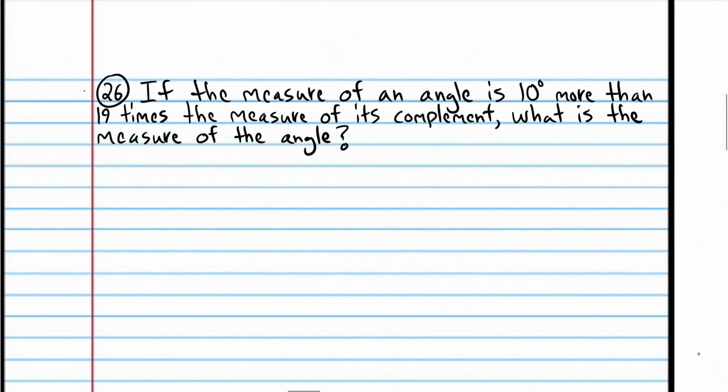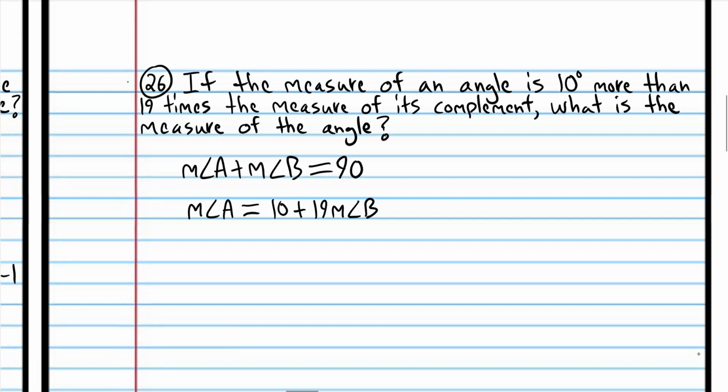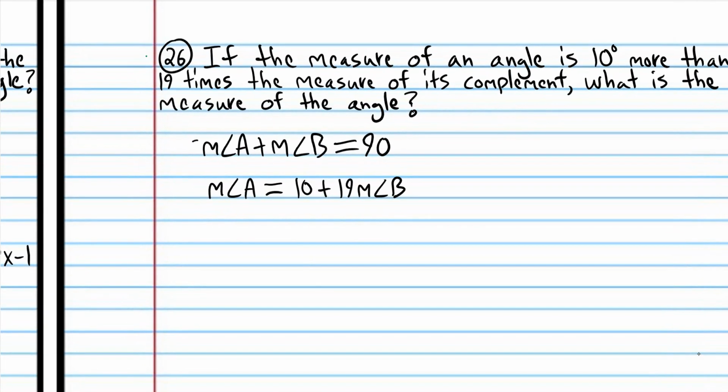Okay, we're back. So again, we know that the angles are complementary, so we can write this equation here. And we're told that the measure of one angle is 10 degrees more than 19 times the measure of its complement. So now what we're going to do is pretend that this is a system of equations. Well, it is a system of equations. We're going to rewrite that top equation, but instead of measure of angle A, we're going to write what the bottom equation tells us that measure of angle A is equal to. So I took that and threw it in there.